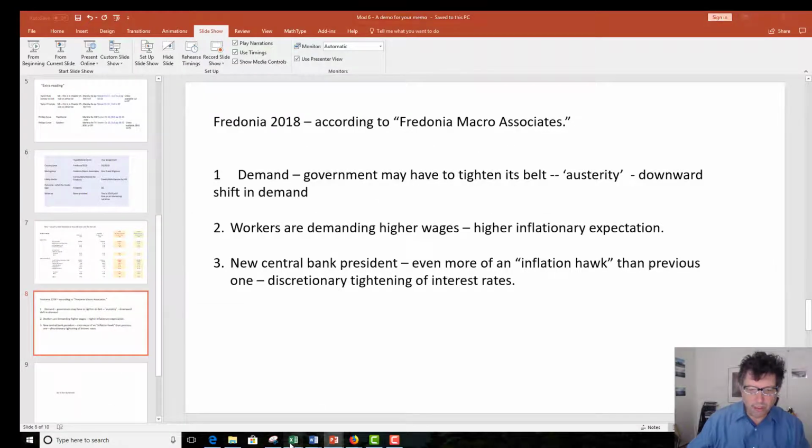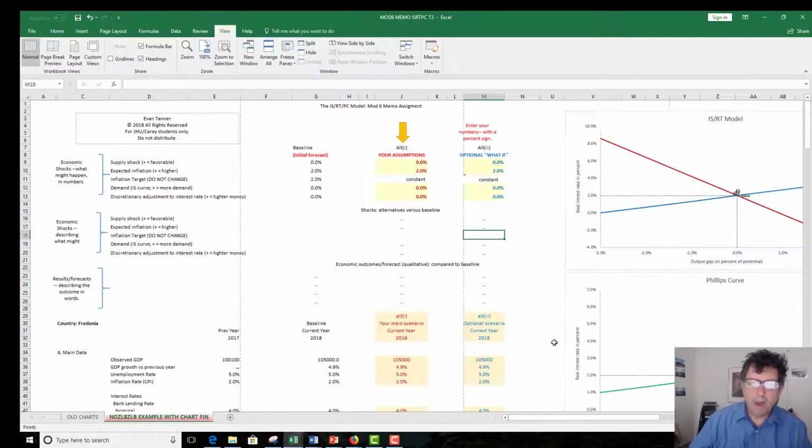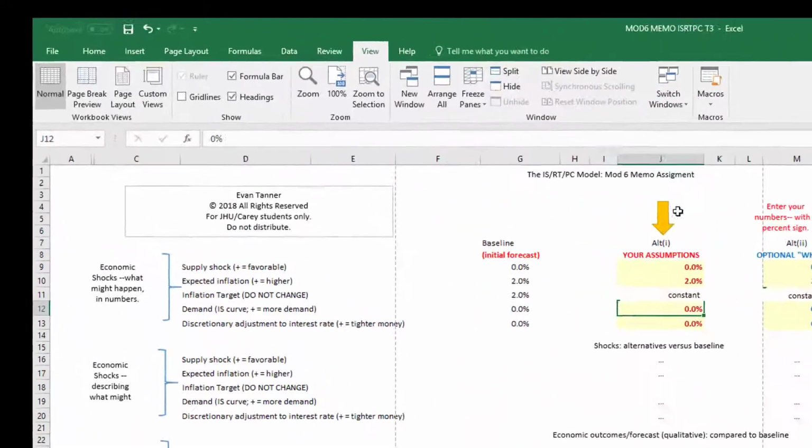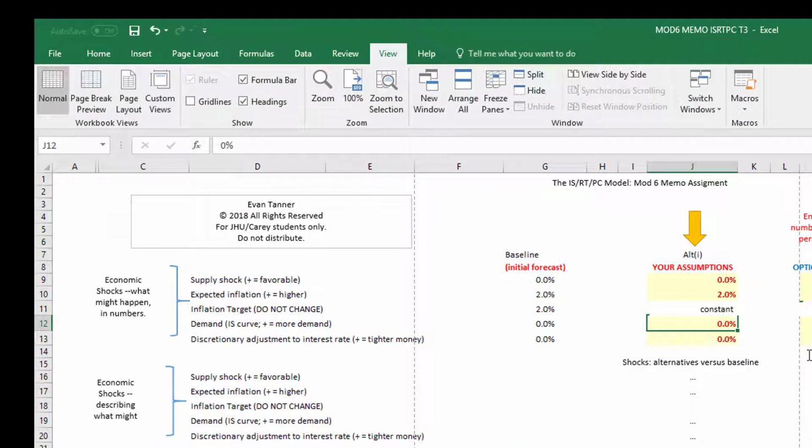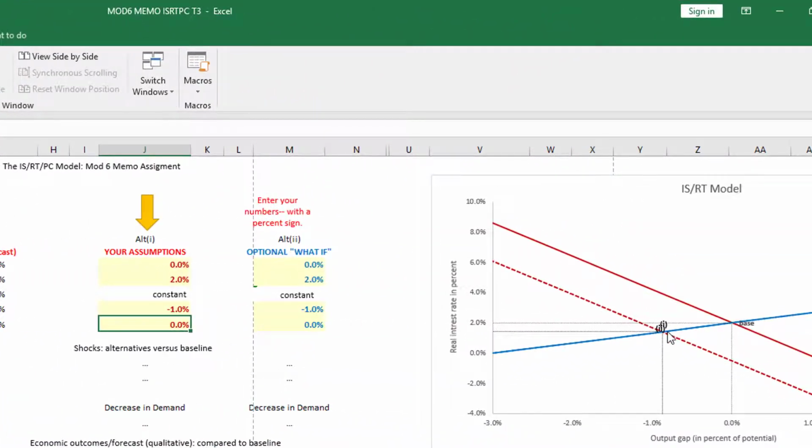We're going to go to the dashboard here. Okay, so you can see here, we don't show everything, but I think we show enough. Here we have the previous year for Fredonia, and then we have the baseline. Okay, so what did we say? First of all, we said that in the view of Fredonia Macro Associates, there was going to be some austerity, that they were going to have to cut back. So that's a -1, let's put. You're going to be choosing your number. Okay, so less demand.